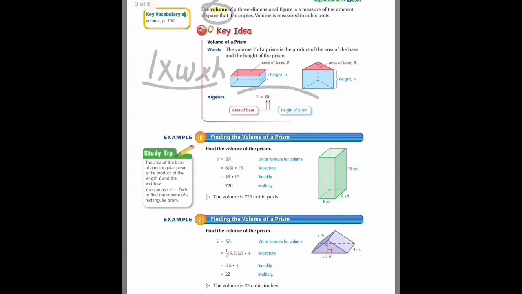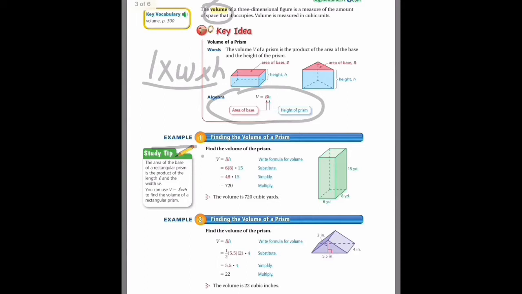And that is right here. That is volume equals area of the base, which is why you see that capital B there, times the height. Okay, and so if you can remember that, that will work for both your rectangular prisms and your triangular prisms. So we have two examples. Let's take a look at example 1 here.